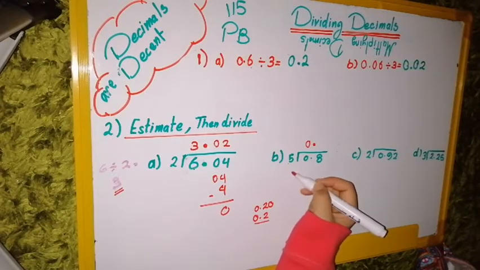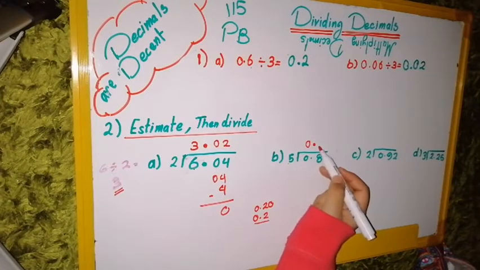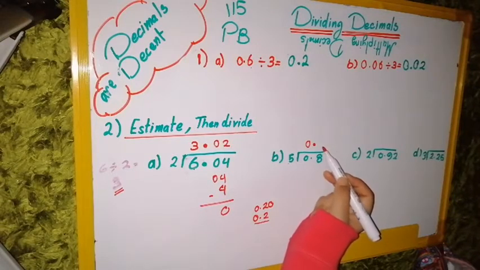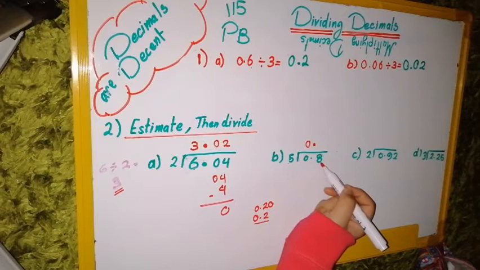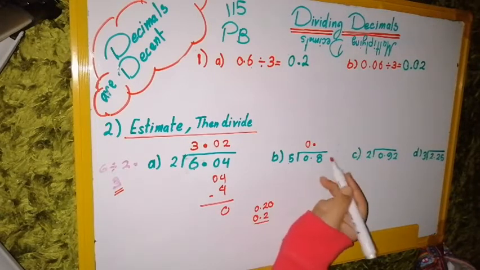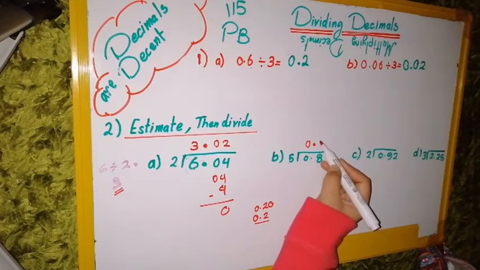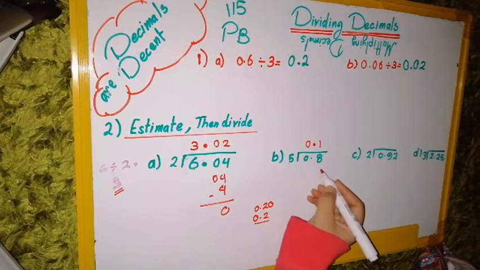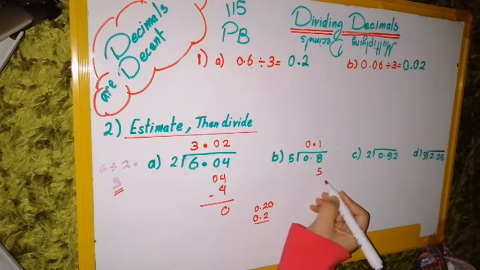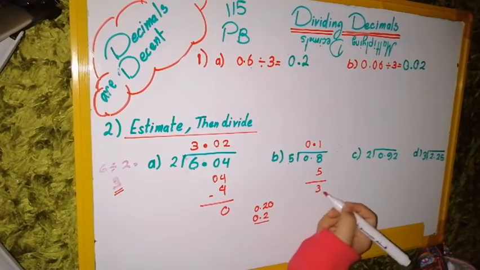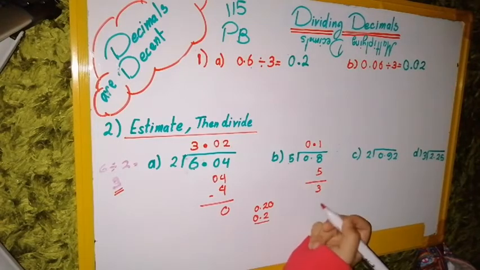Remember, for division, I need to multiply by a number that gives me the same as 8, or less, but closest to it, not bigger. I cannot get bigger numbers. So the closest thing here is 1, 5 is 5, and here I will get 3. So how can I divide 3 by 5? Do I have anything to do?